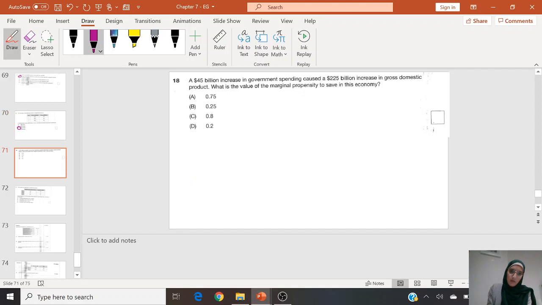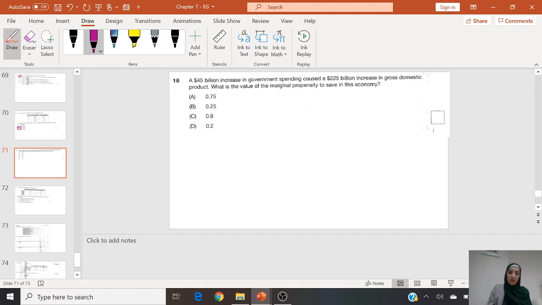Okay? Then we've got question number 18 over here. It says a $45 billion increase in government spending caused a $225 billion increase in GDP. What is the value of the MPS? They've told us the increase in government spending, which is 45 billion. They've also told us the end result, which is the increase in GDP, which is 225 billion. All they're asking is what is going to be the MPS of the economy.